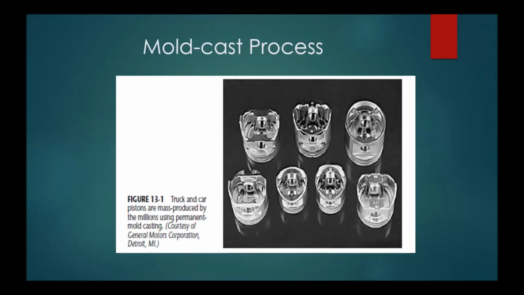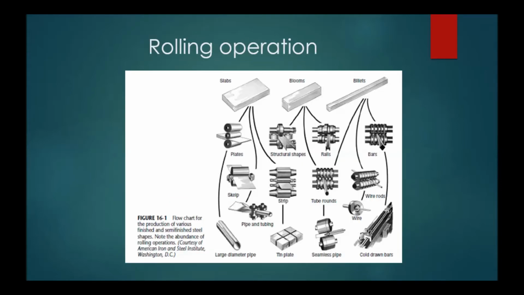This is an example of the mold casting process. Truck and car pistons are mass produced by the millions using permanent mold casting. Rolling operation example: flowchart for the production of various finished and semi-finished steel shapes. Note the abundance of rolling operations.